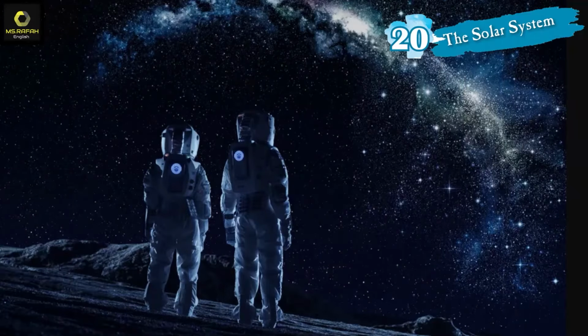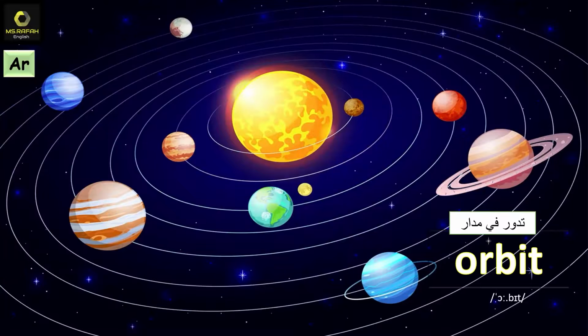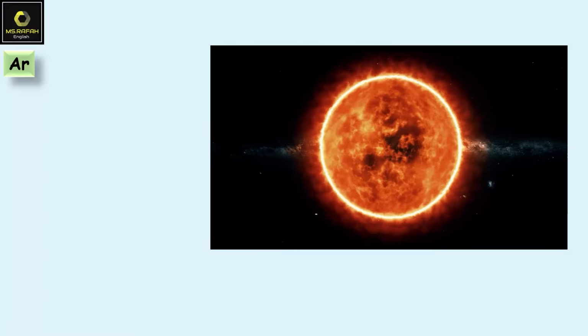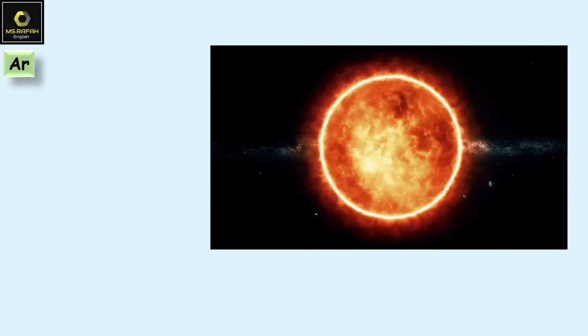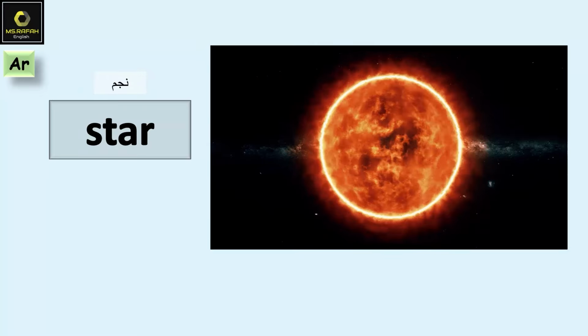The Solar System. In this picture we have the Solar System. All of the planets orbit the Sun. It's in the center of the solar system. The Sun is not a planet, it's a star. A star.